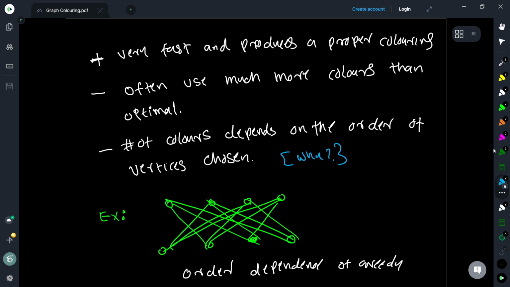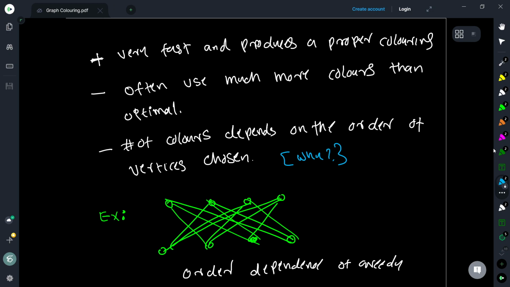Now another issue with greedy is that the output depends on the order of the vertices in which we choose. Can you think of why it depends on the order? To help you with this, I have given a graph here, a bipartite graph, in fact. So we know that we can color it with just two colors. You just choose the independent set, color all with one, then the next one, and color it all with two. You will end up with a coloring with just two colors, right?